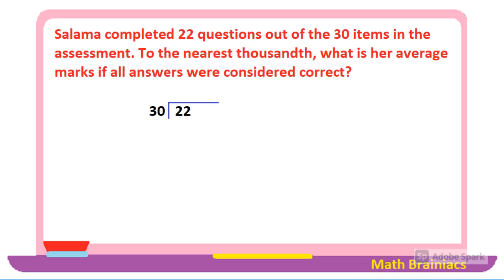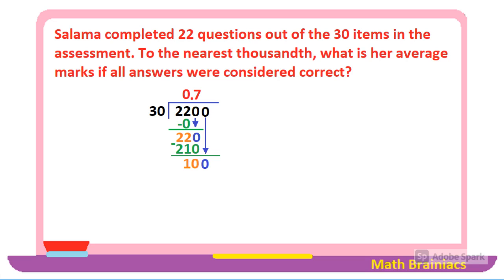So, 22 divided by 30, it will give us 0. 0 times 30 is 0. So, 22 minus 0 is 22. We can add 0 to 22 and we can bring it down. Accordingly, we can add the decimal point after the 0 on the quotient. So, 220 divided by 30, it will give us 7. 7 times 30, and it will give us 210. 220 minus 210, it will give us 10.